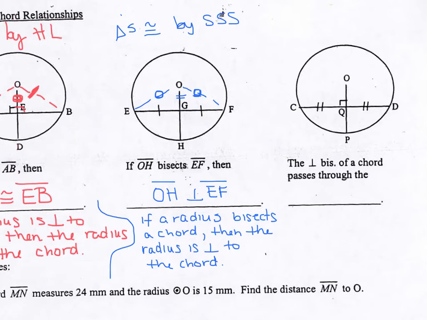And then finally, the perpendicular bisector of a chord passes through the center.